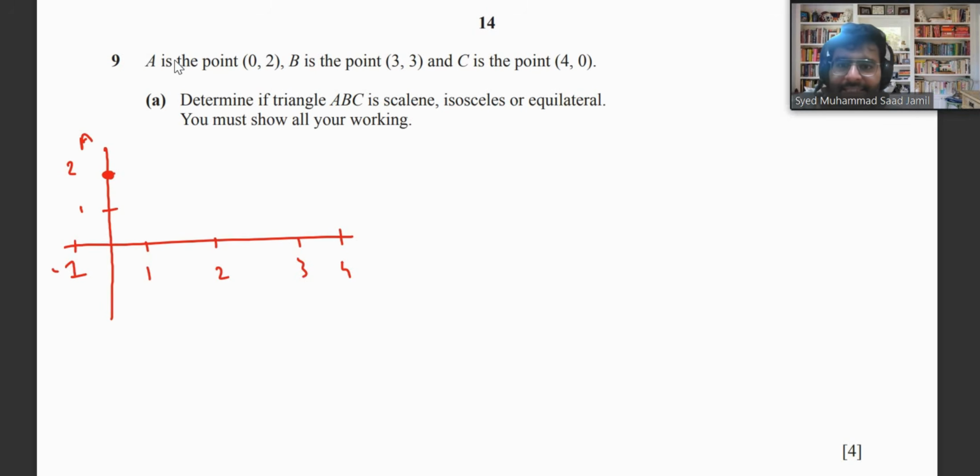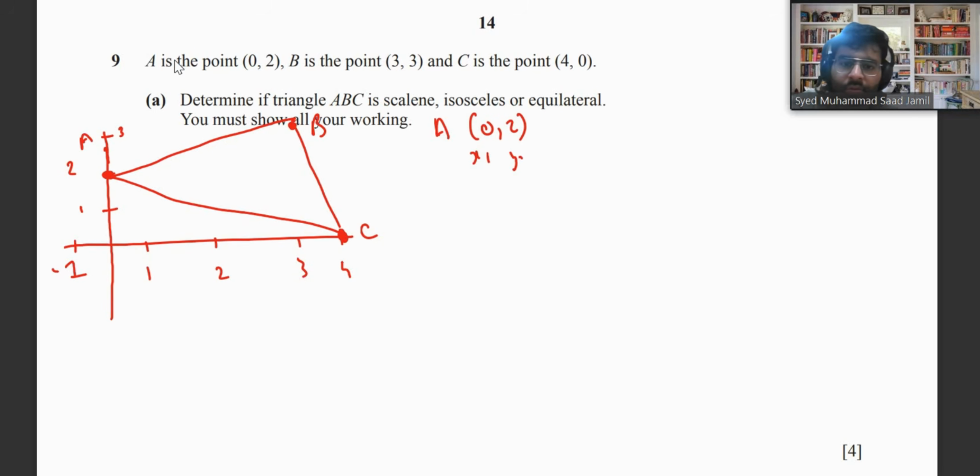B is 3, 3. So let's say this is 3. So 3, 3 is somewhere here, and the last is 4 comma 0. So 4 comma 0 is here. So this is how the shape is going to look like: A, B, C. Here A is 0 comma 2, it's x1 y1. B is 3 comma 3, and C is 4 comma 0.